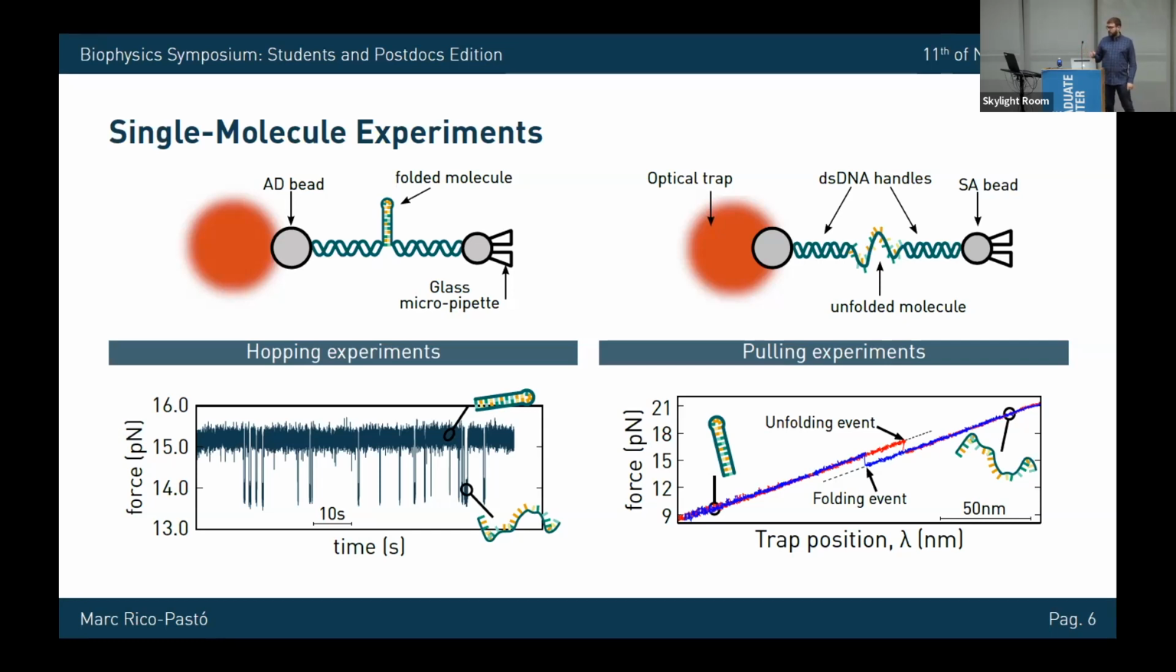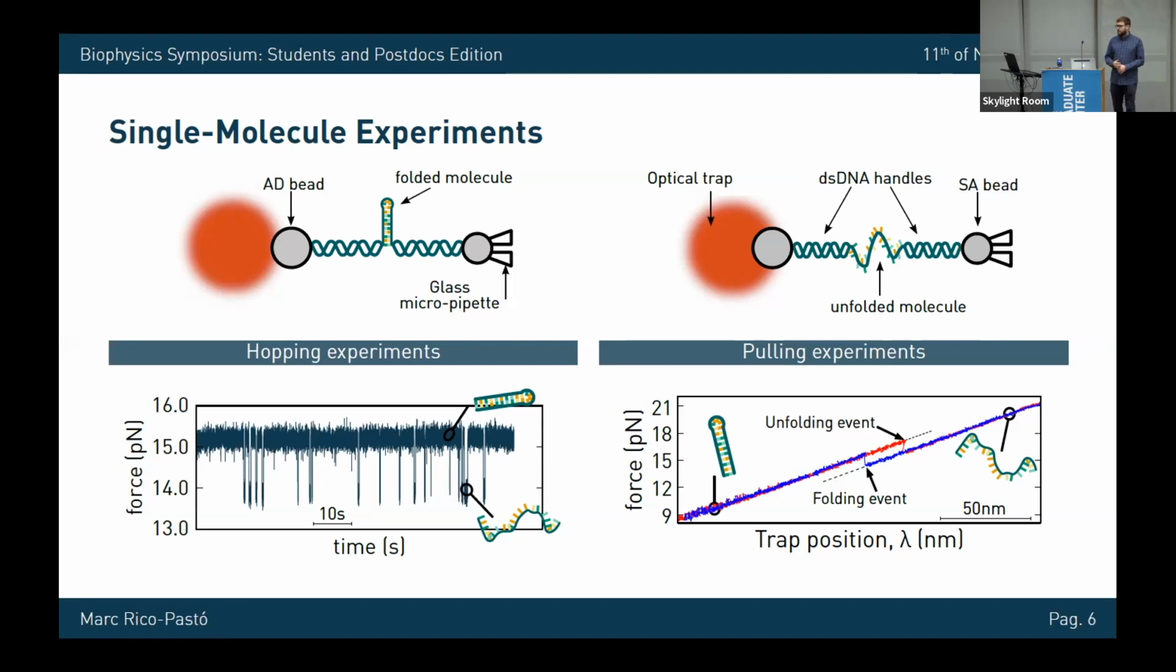The first one is the hopping experiments, where the optical trap is kept fixed at different positions, while the force signal is recorded as a function of time. For a two-state hairpin, as you can see in this figure, we can clearly distinguish two force levels, one when the molecule is folded and the other when the molecule is unfolded.